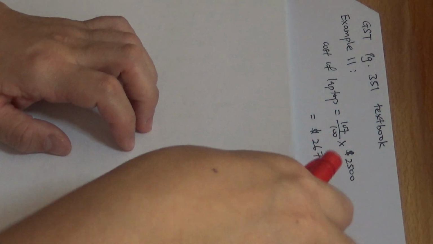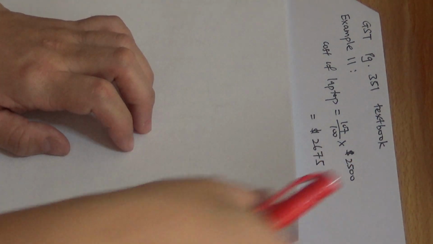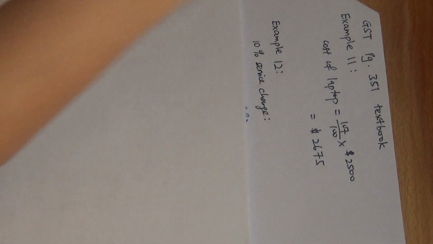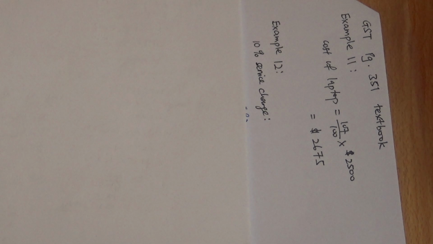Now let's look at example 12. Example 12 says that Roy brought his family to a restaurant for dinner. The orders came up to $82. The prices of items in the restaurant are subjected to 10% service charge, followed by 7% GST. How much did he have to pay? Give your answer to the nearest cent.